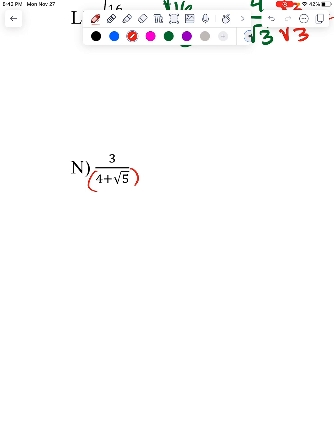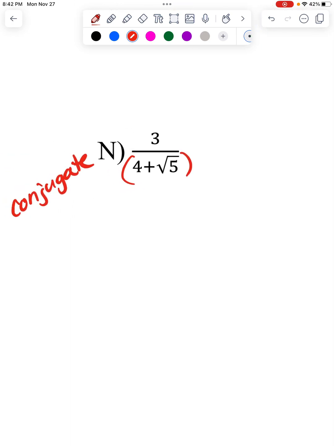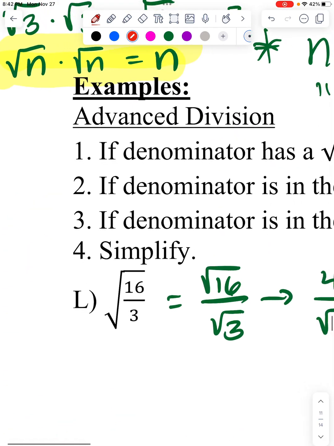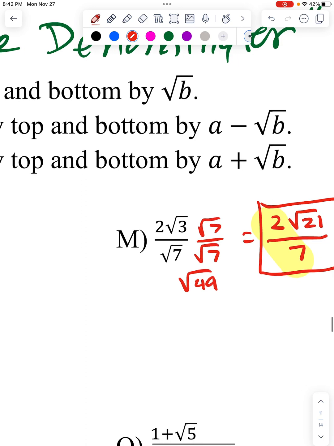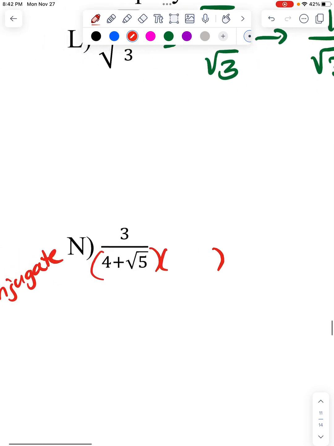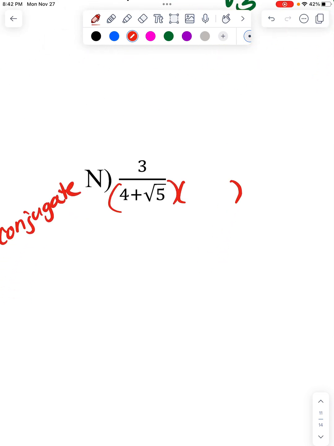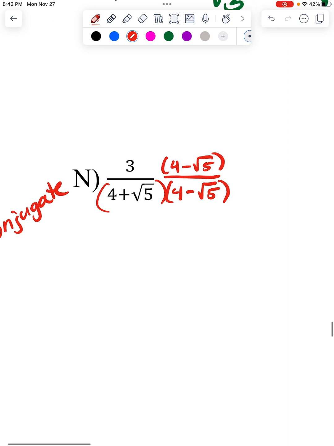So here we're going to use a little trick. We're going to use what's called the conjugate of this. Conjugate is like the thing that will clear that out. And what we do, and it says this right up here in your notes, is if the denominator is a plus root b, multiply by a minus root b, and vice versa. So for this plus root 5, I'm going to use a minus. And even though that's messy, I have to multiply the top by that as well to keep it balanced. And then I do the math on the top and the bottom separately.